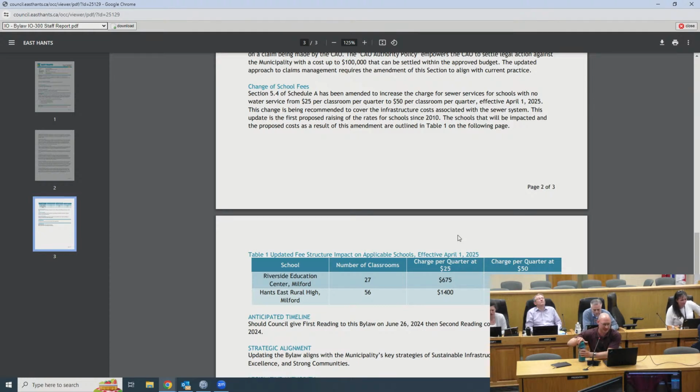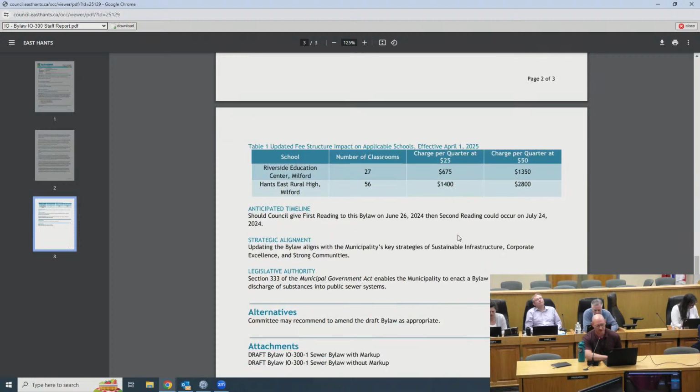The final recommendation is amendment to Section 5.4 of Schedule A. This proposed amendment would increase the charge of sewer services for schools that do not have water service from $25 per classroom per quarter up to $50 per classroom per quarter. This is being proposed effective for April 1st, 2025, so starting next fiscal year. This change is being recommended due to the significant costs of infrastructure associated with the sewer systems. This proposed change is the first raising of rates for schools since 2010.